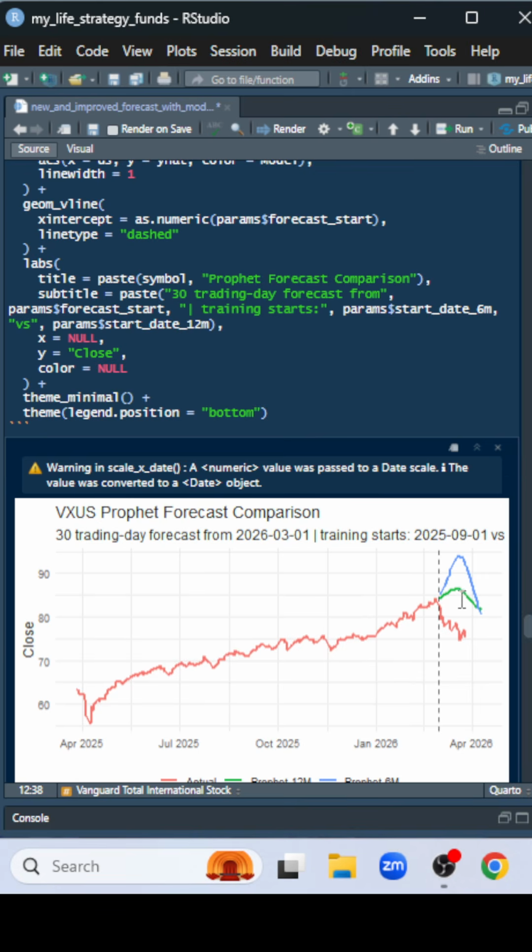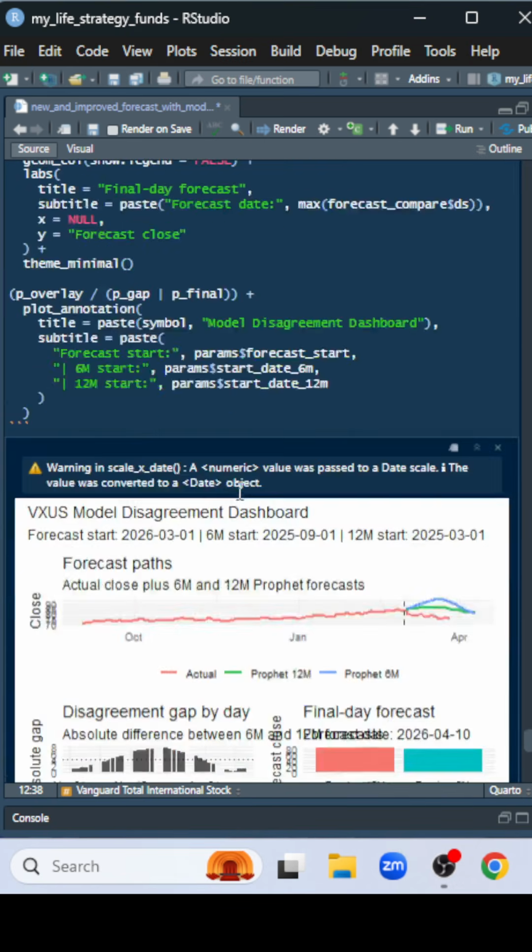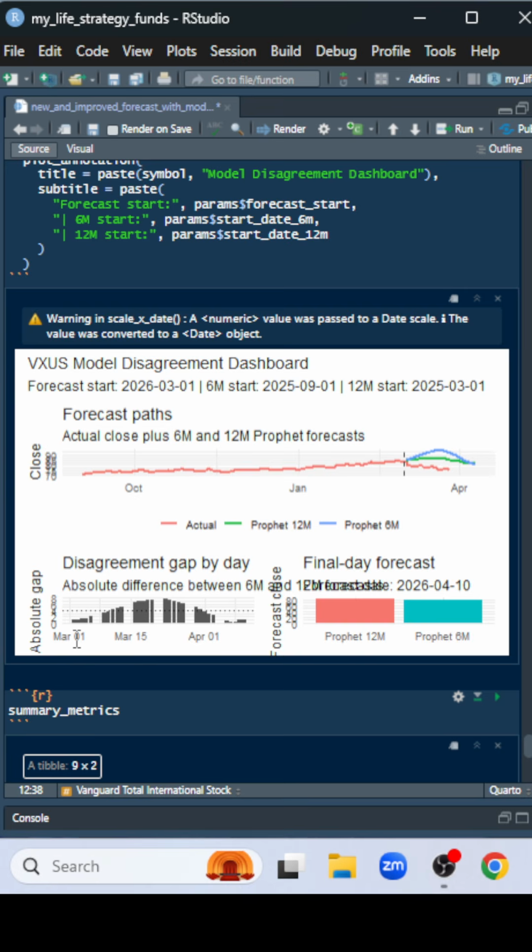We could say that the 6 month is closer to following the actual trend. Of course, in another 3 days, we start over again. We move out and we start forecasting for April. Okay, we got here now. Here's the combo plot again. So this is the disagreement gap by day, absolute, between 6 and 12. You can see this right there.